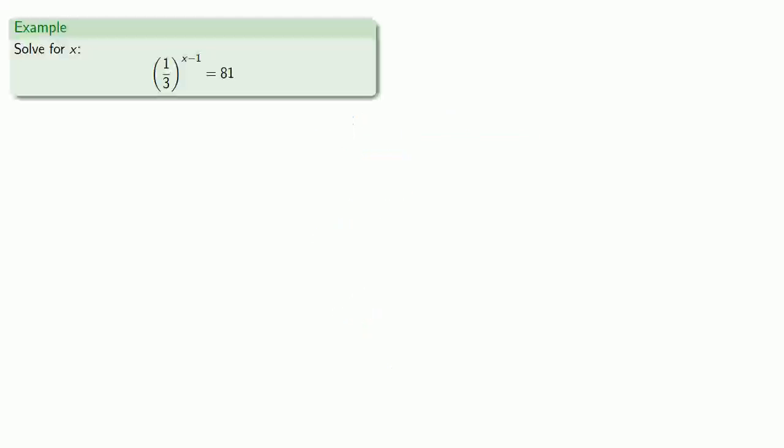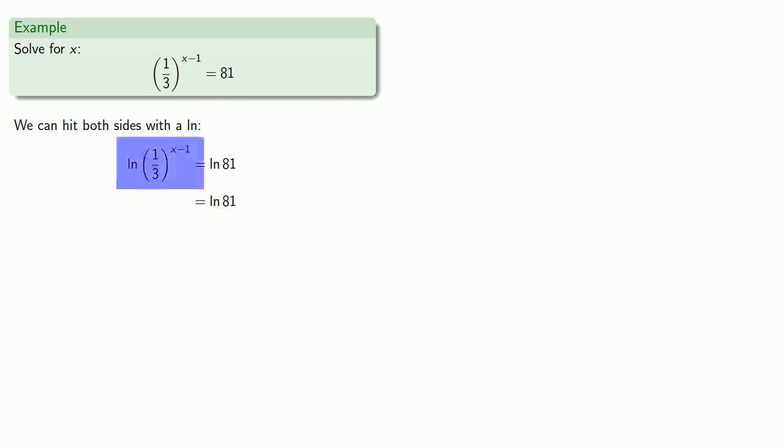Let's solve the equation (1/3)^(x-1) = 81. So this is a power equation, so we can hit both sides with a log, and we can try to simplify. Over on the right-hand side, I have the log of 81, and that's a number I have no idea what that is, so I'll leave it alone.